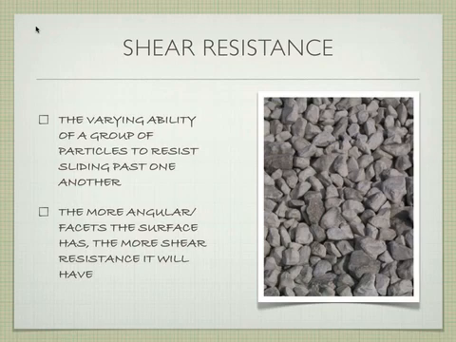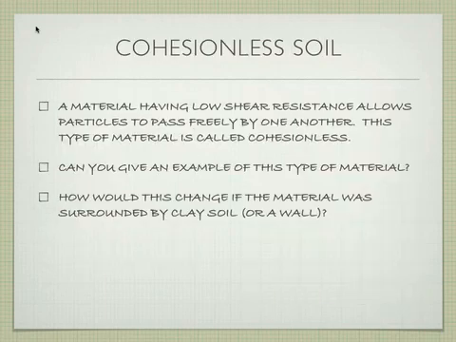Okay, so the same concept occurs as we go through these various materials. Let's say sand, for example. Roughly round particles, they're going to slide past one another pretty easily. So they're going to have a low shear resistance because they're going to slide past each other. Gravel, jagged edges, high shear resistance. They're not going to slide past one another. So that's what it's saying here. The more angular facets the surface has, the more shear resistance it will have.